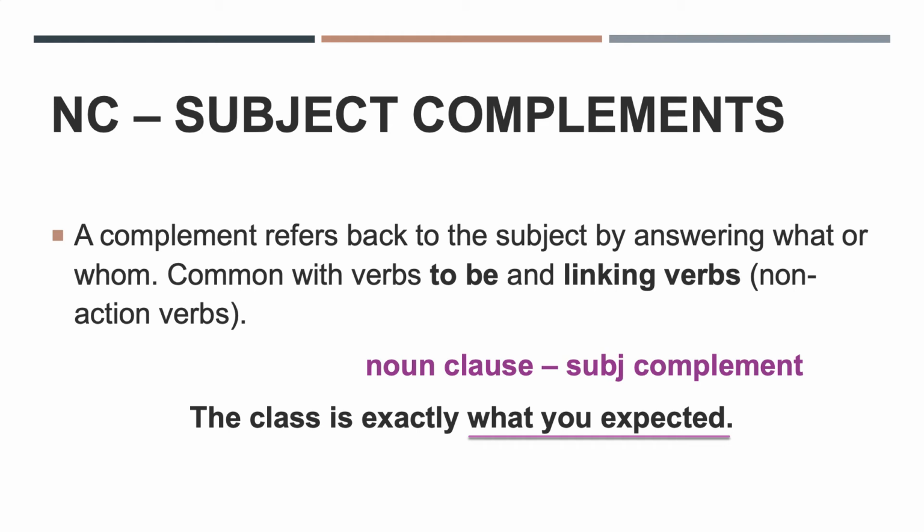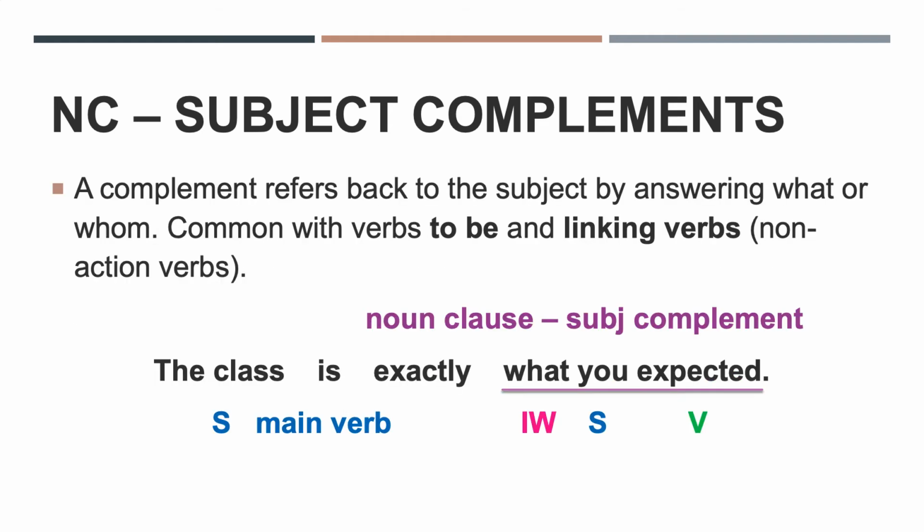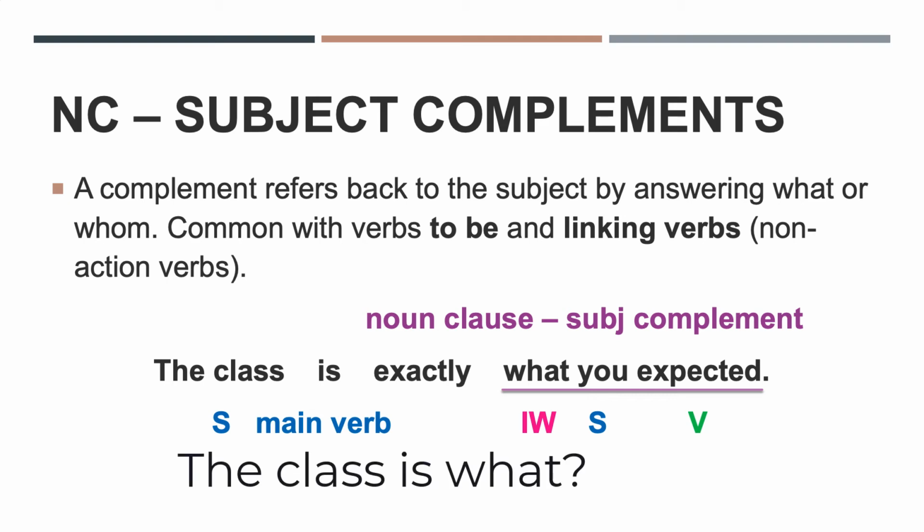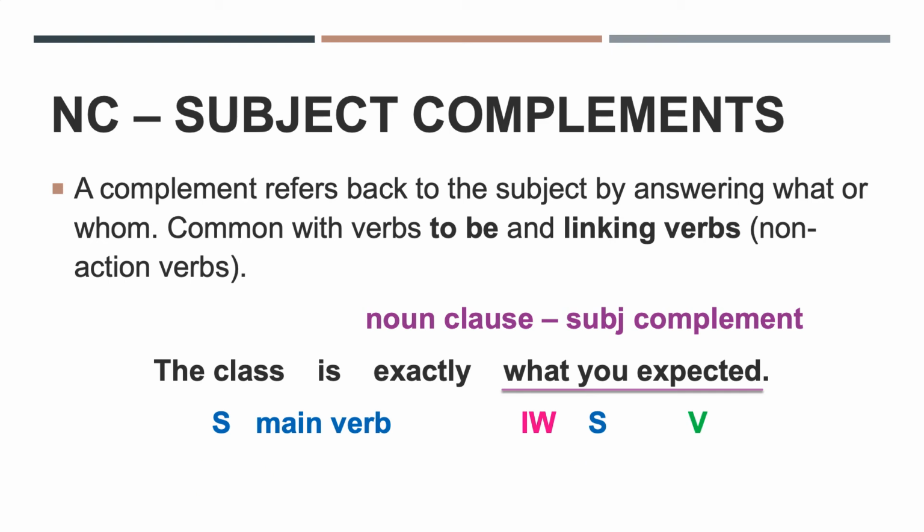The class is exactly what you expected. The class is the subject. The linking verb would be the main verb. But if you see it clearly, the verb to be is not falling on the noun clause. Technically, you could ask, the class is what? And then you could say what you expected. But verbs to be are always functioning as linking verbs. That means it mirrors. So in this case, the class equals what you expected.